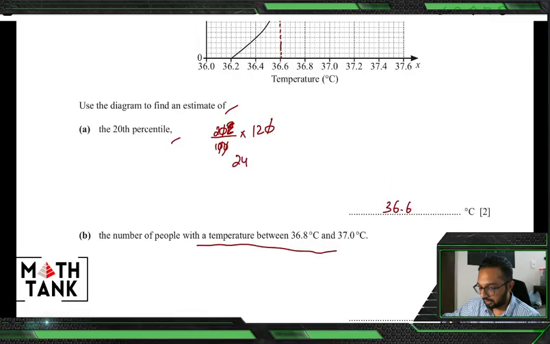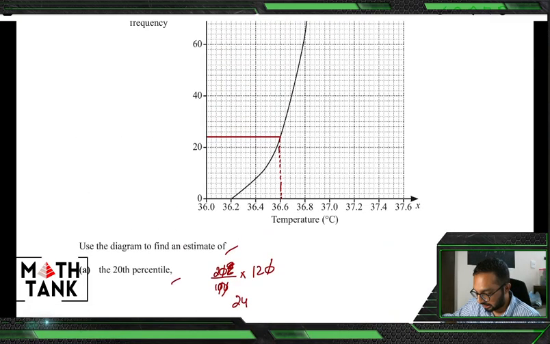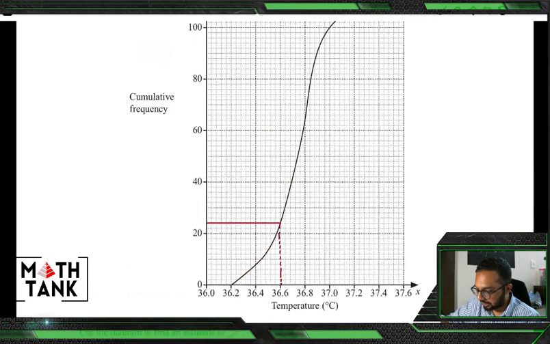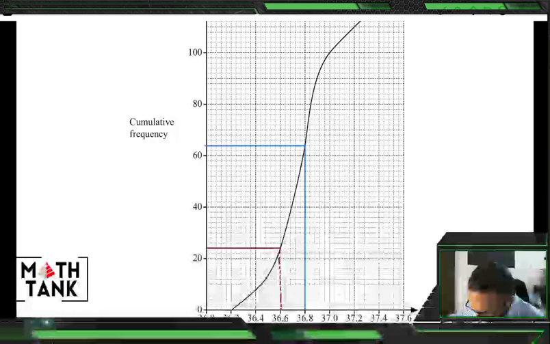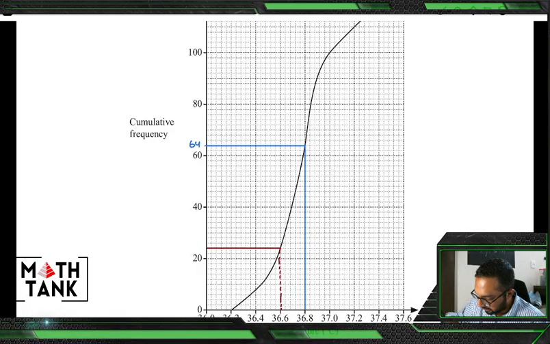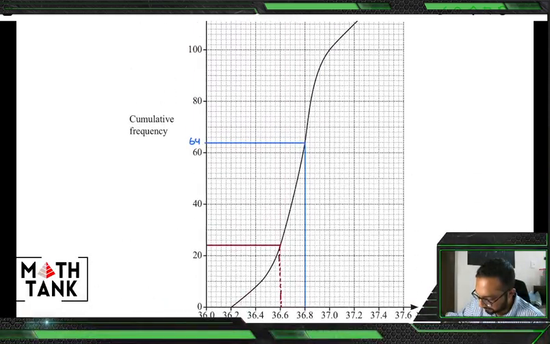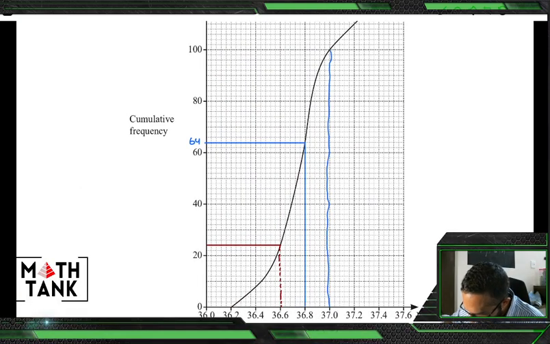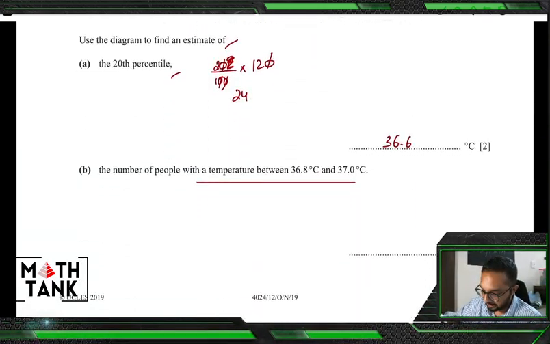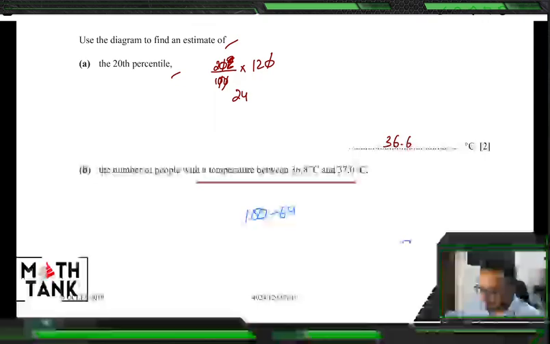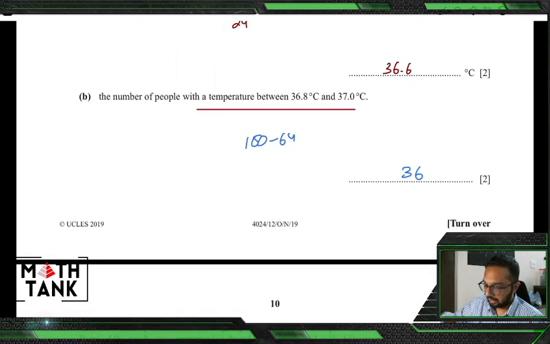Then says the number of people with a temperature between 36.8 and 37. So let's start reading from 36.8. Coming up approximately here. So that should be 2 plus 2, 64. 36.8 and 37. 100. So that gives me 100 minus 64 is 36. That is my correct answer.